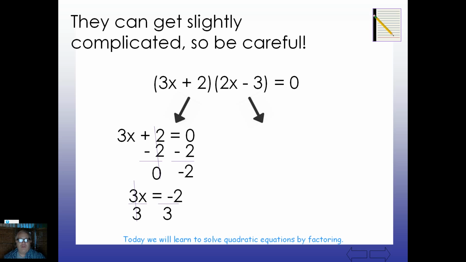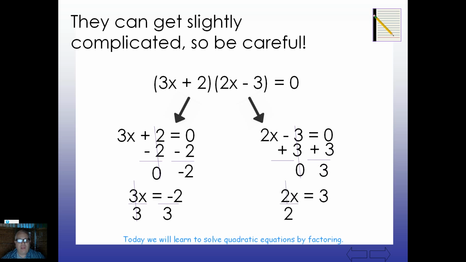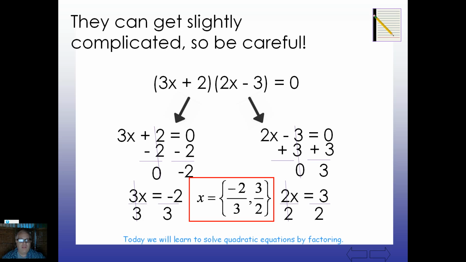The next one is 2x minus 3 equals 0. Let's add 3. If you remember, what you did before was you got rid of what's farthest away from your variable there. So we're going to add 3 to both sides. We get 2x equals 3, divide both sides by 2, and we get another fraction, and it's perfectly fine to have two fractions. Our answer here is going to be the set negative 2/3 and 3/2. It's perfectly fine to have fractions as answers.